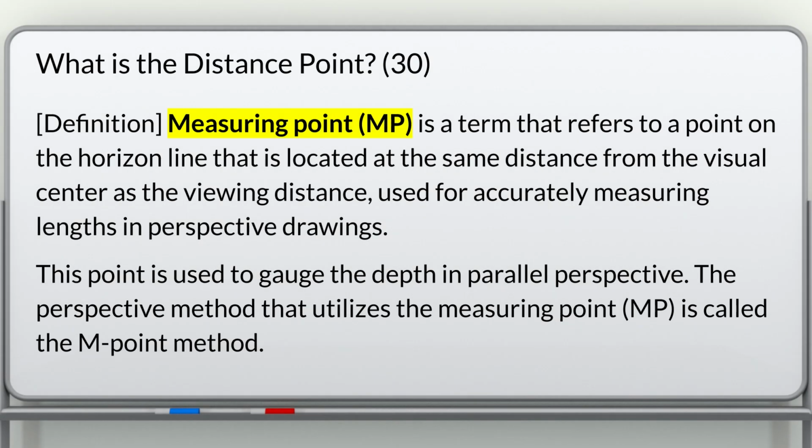Measuring point is a term that refers to a point on the horizon line that is located at the same distance from the visual center as the viewing distance, used for accurately measuring lengths in perspective drawings. This point is used to gauge the depth in parallel perspective. The perspective method that utilizes the measuring point is called the M-point method.